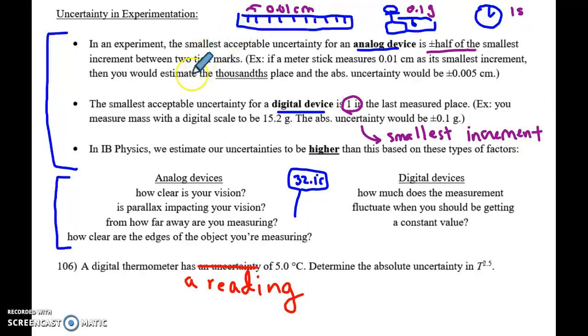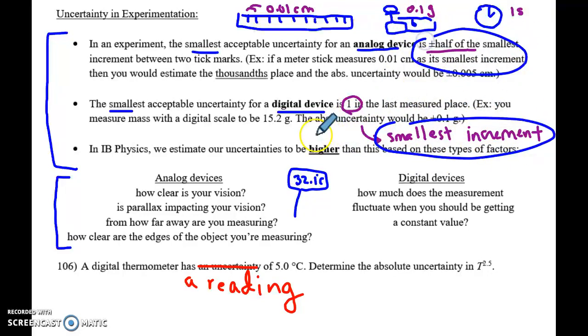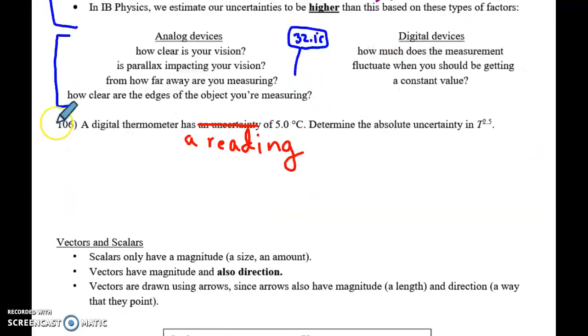However, these are the minimum values. You are allowed to select uncertainties higher than these values, higher than the smallest increment, or higher than half the smallest increment. Sometimes we do estimate our uncertainties to be higher. Okay, we're going to skip this one, but there was a typo anyway. The idea here is that if they don't tell you what the uncertainty is, you just assume plus or minus 0.1. Why? Because it's a digital device.